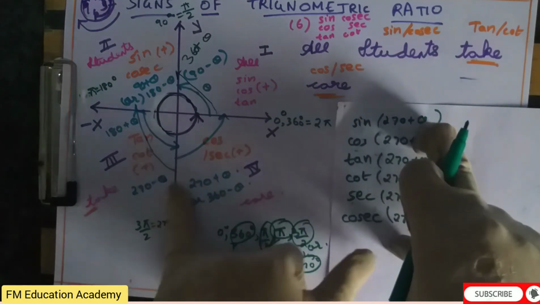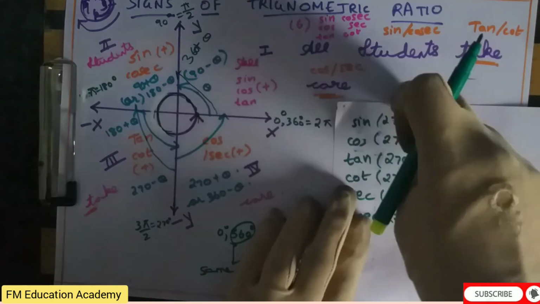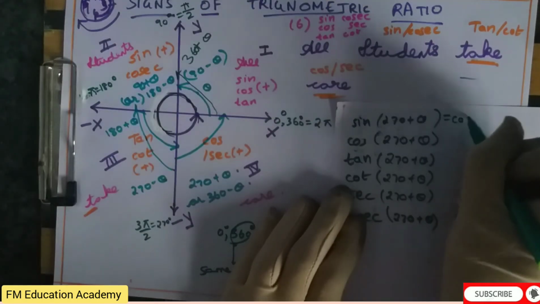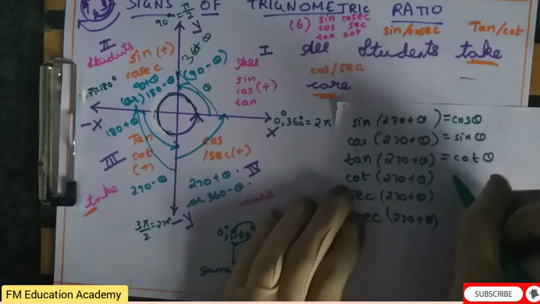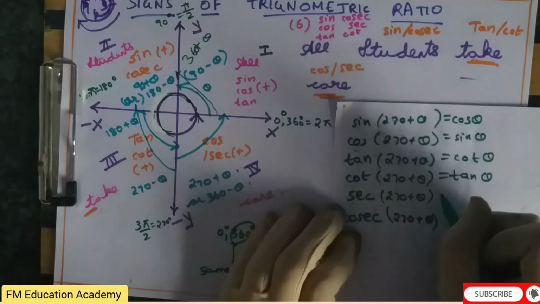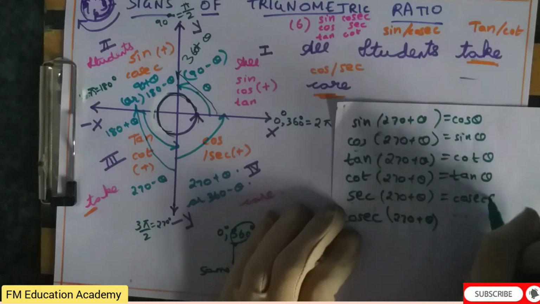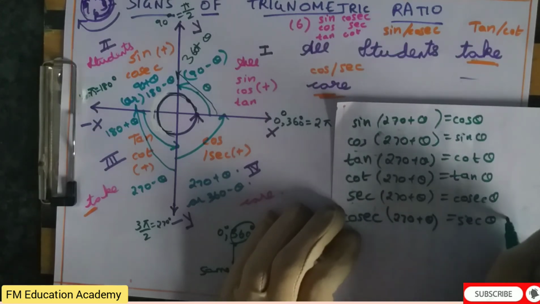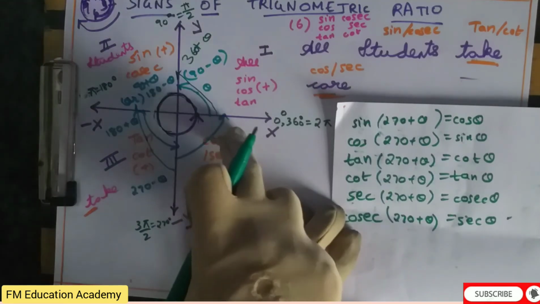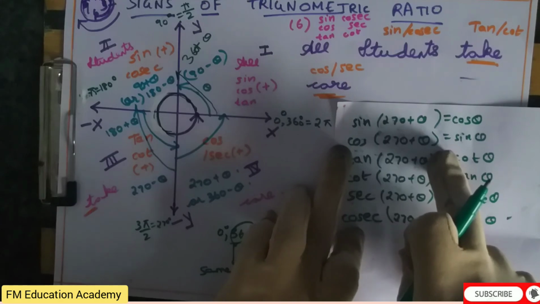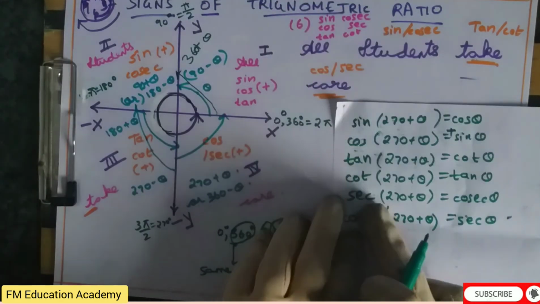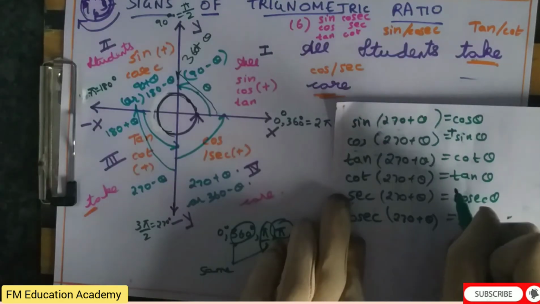Sine 270 plus theta. Okay, for 270 we know the ratios will change. So sine will change to cos theta, cos will change to sine theta, tan will change to cot theta, cot will change to tan theta, secant will change to cosecant theta, and cosecant will change to secant theta. Now in the fourth quadrant, only cos and secant are positive. So where is cos? Cos is here. Cos 270 plus theta will be positive. And secant also will be positive.